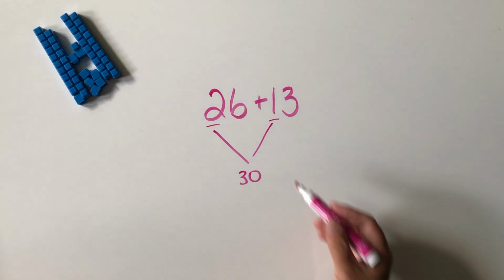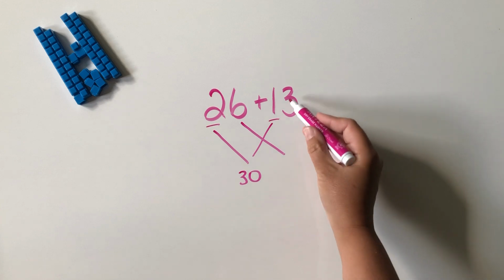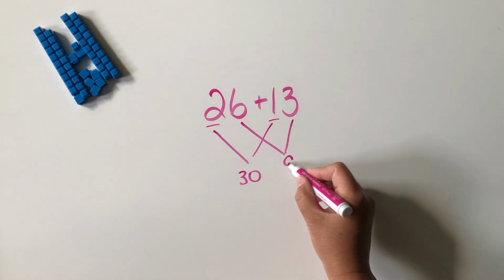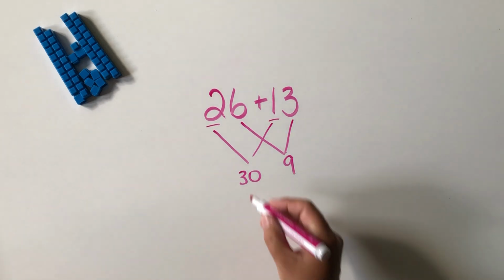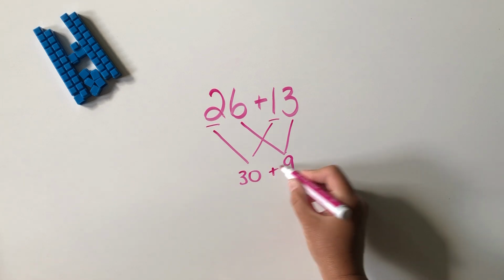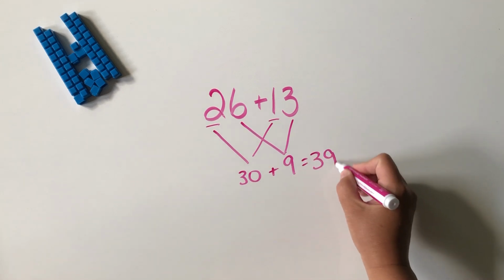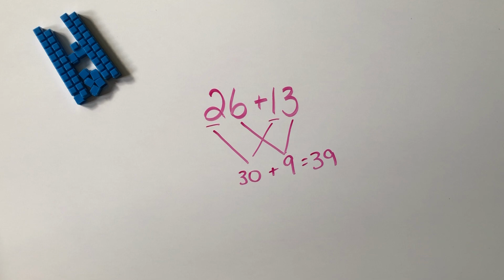And then we add the ones. So we have 6 ones there and 3 ones here, and that makes 9. And now we just join these two parts. So 30 plus 9 equals 39. Now let's contrast that with the traditional algorithm.